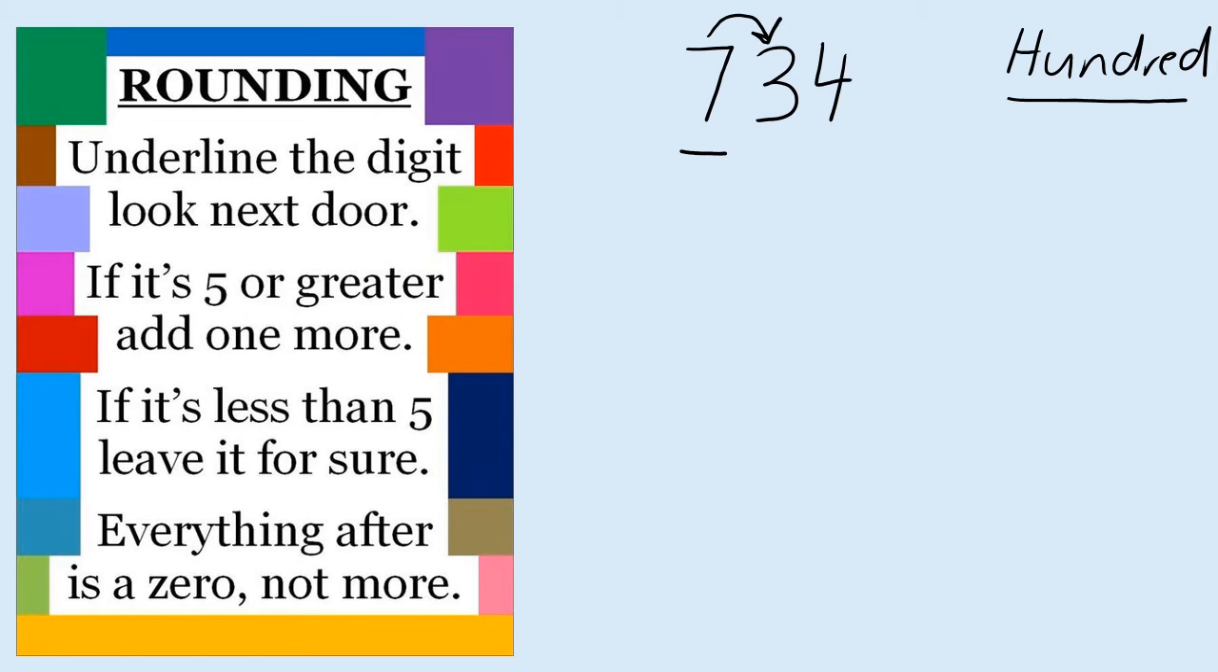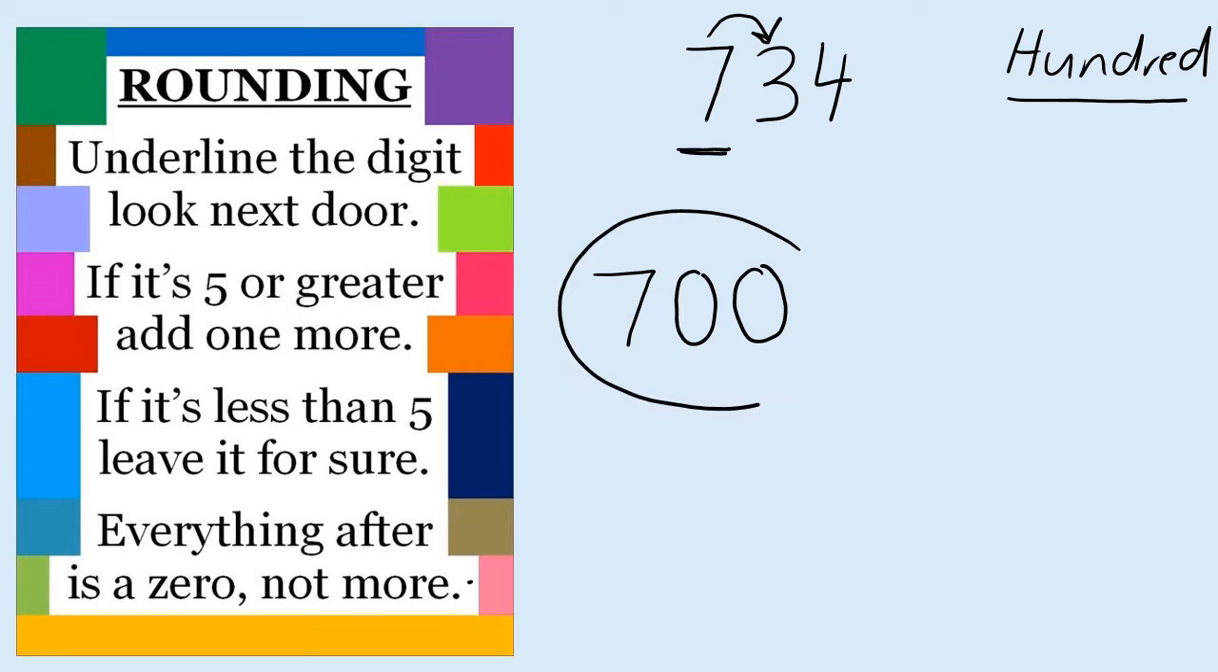If it's greater than 5, add one more. No, 3 isn't greater than 5. If it's less than 5, leave it for sure. Great. 3 is less than 5, so I will leave my underlined digit the same. Everything else becomes a 0, not more. So 0 and 0. So 734 gets rounded down to 700.